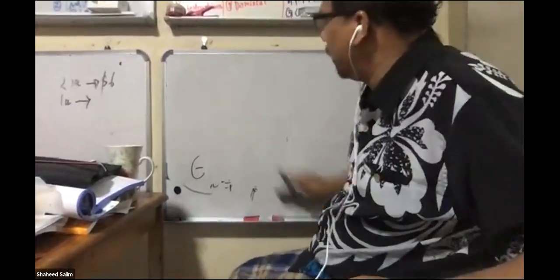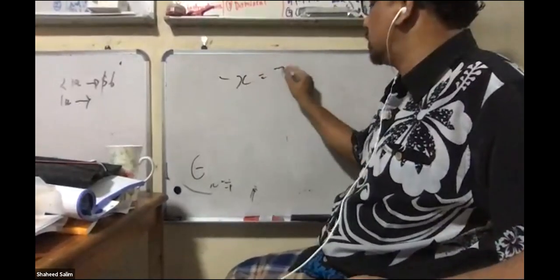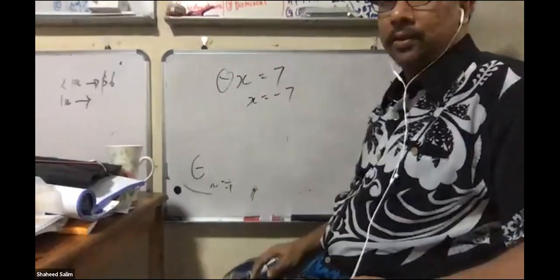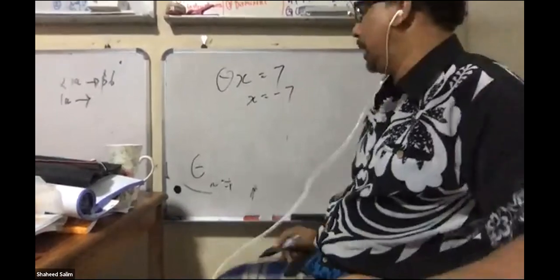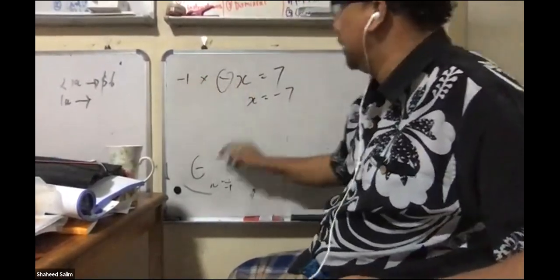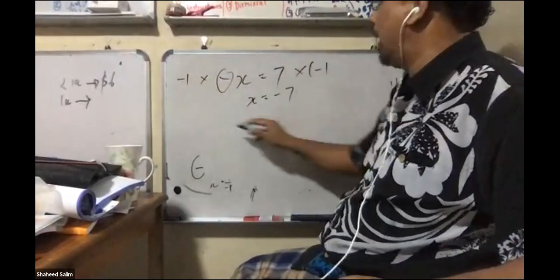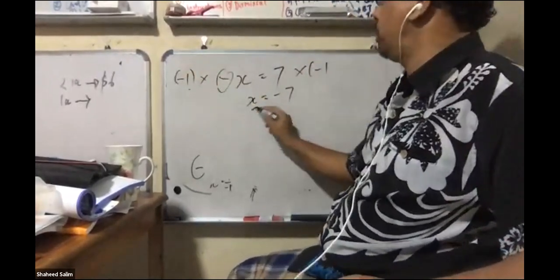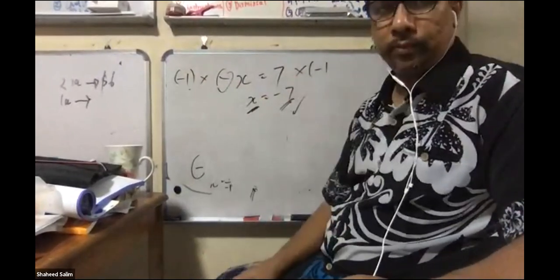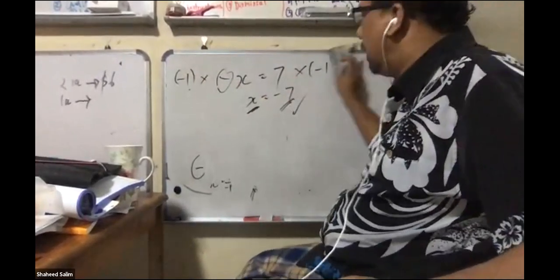Or you have another one: minus x equals 7. This minus, I bring it over here: x equals minus 7. You see how? Okay, logical explanation. I'm going to times this by negative 1, so I also need to times the other side by negative 1. Minus times minus will give you plus. Plus times minus gives you minus.